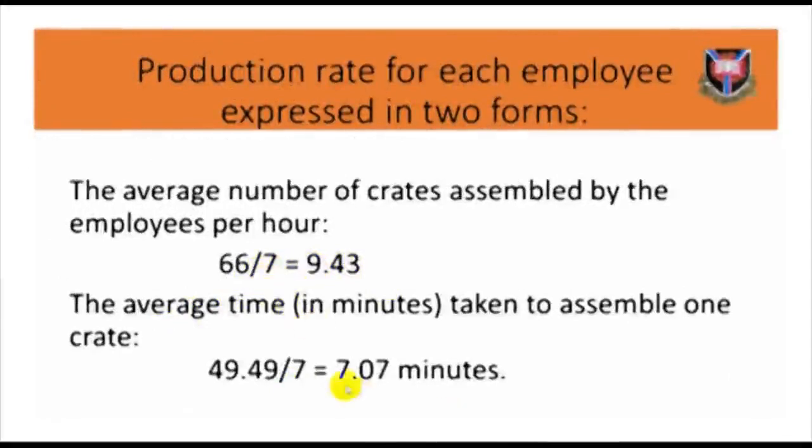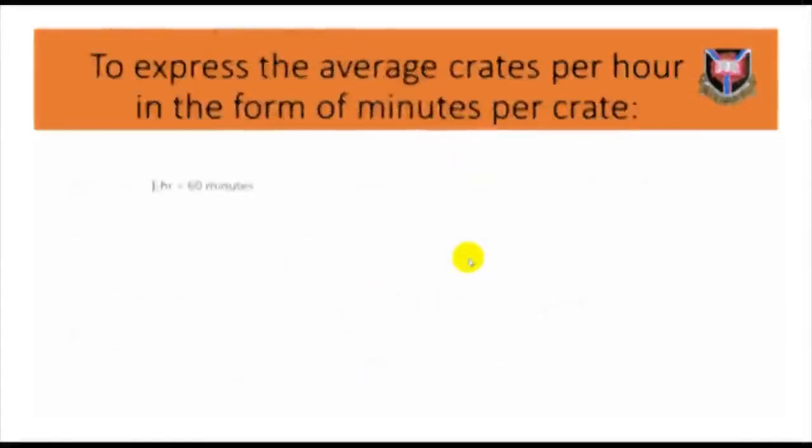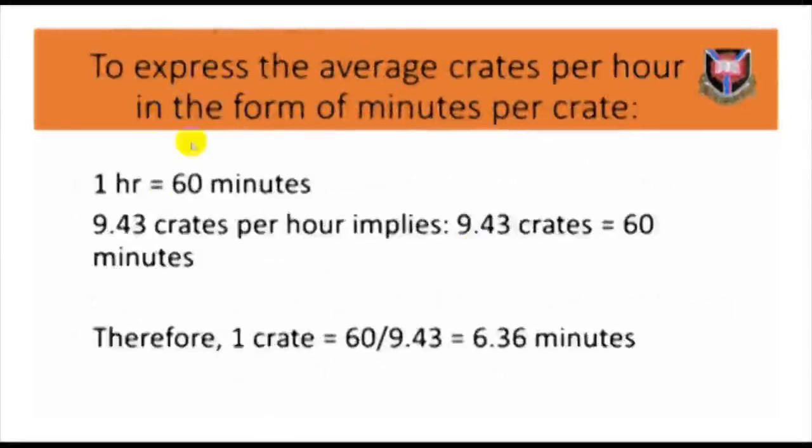From the first series, the average time to produce 1 crate is 6.36 minutes, while in the second series it is 7.07 minutes. This makes a difference of about 11%. This difference exists because the two series are not comparable at all. They have not been brought to the same basis for comparison. This is why the computation of the harmonic mean is needed.